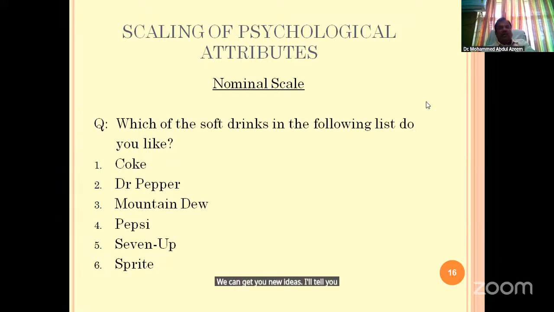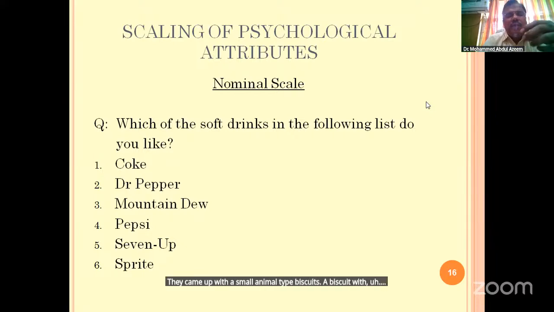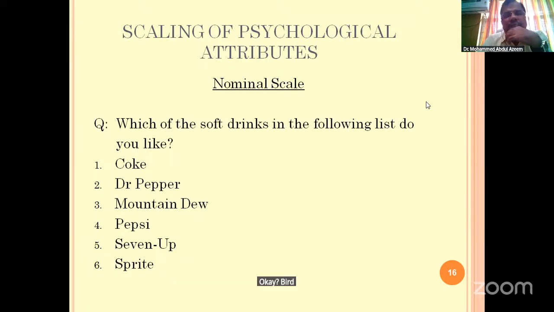I will tell you one small case study. A biscuit company which has done a lot of research came up with a product with the shapes of animals. Please, I need your kind attention. They came up with small animal-type biscuits: a lion-shaped biscuit, goat type biscuit, crocodile type biscuit, bird type biscuit. They have come up with that biscuit.